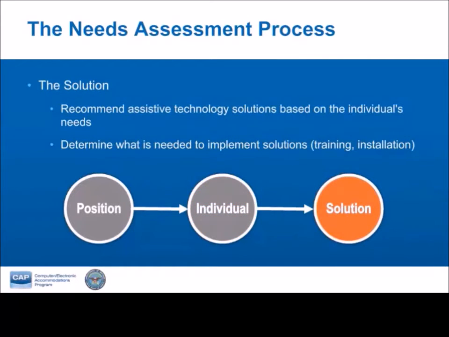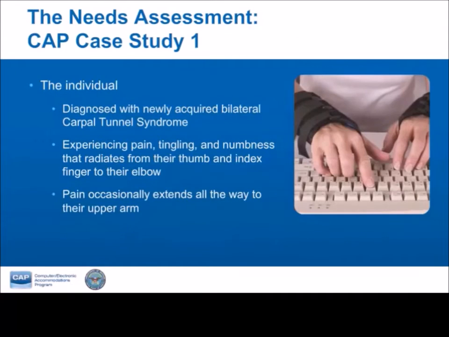Once the CAP assessors have collected enough information about the individual and their position, they are then able to recommend assistive technology solutions based on the individual's specific needs in relation to their job requirements. This process allows the assessor to make the most appropriate suggestions to address the customer's individual needs. Now let's look at a needs assessment case study.